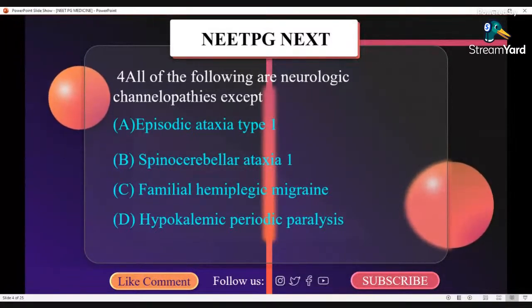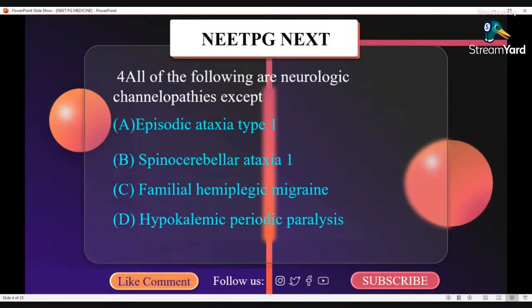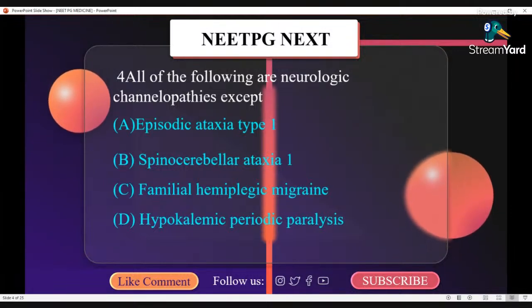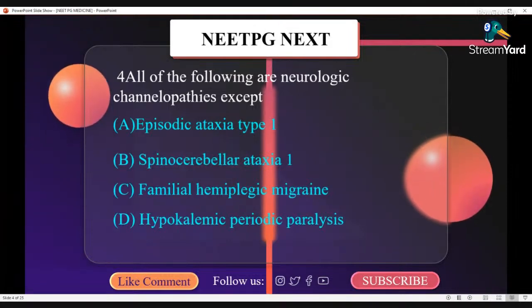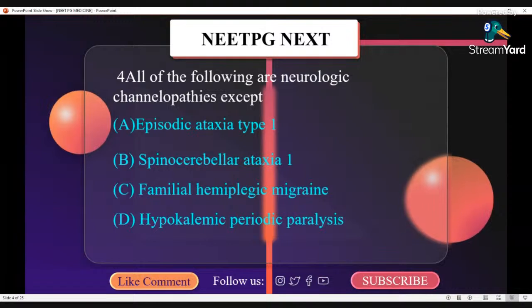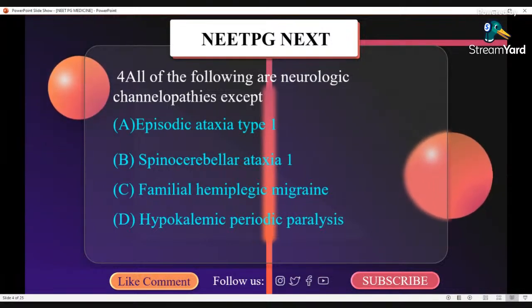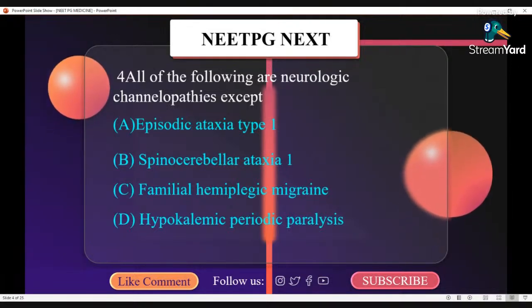What is channelopathy? Channelopathy refers to a wide variety of neurologic diseases caused by dysfunction of ion channels in the excitable membrane. These are due to inherited mutation of genes encoding ion channels in muscle, neuron, and glia. Severe myoclonic epilepsy of infancy, episodic ataxia type 1, familial hemiplegic migraine, and spinocerebellar ataxia type 6 are examples of neurologic channelopathy.